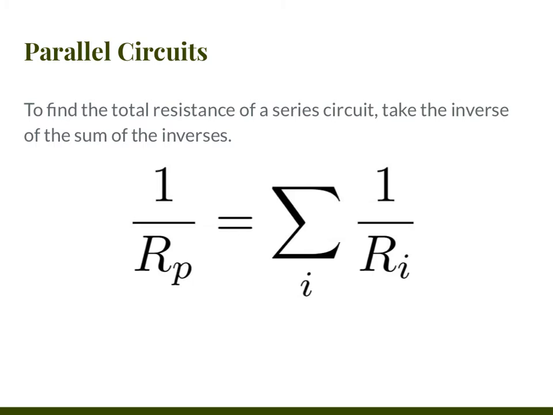You have to find the equivalent resistance just like we did last time, but you do that by taking the inverse of the sum of the inverses, which is quite a mouthful. Basically, you take 1 over each resistance, add all those things up, and then take 1 over that to get your total resistance. So let's see how it works in the next slide.